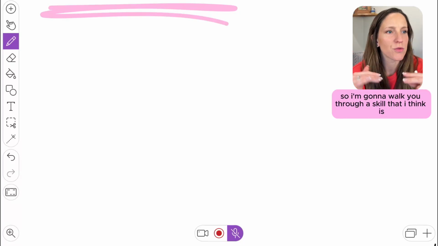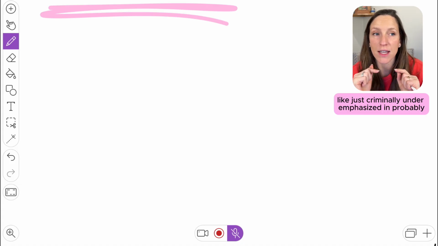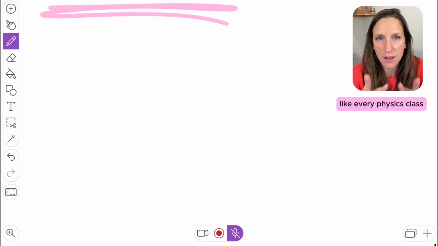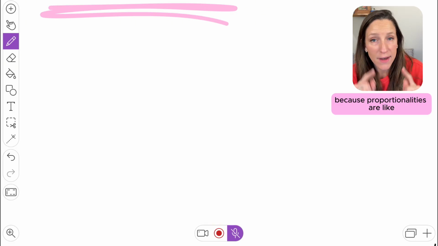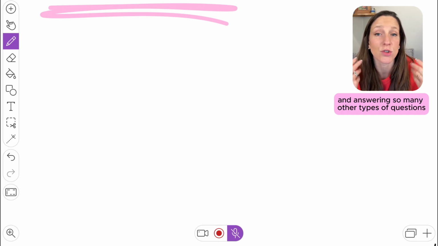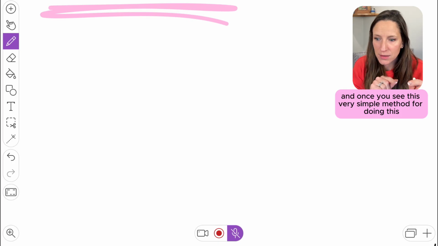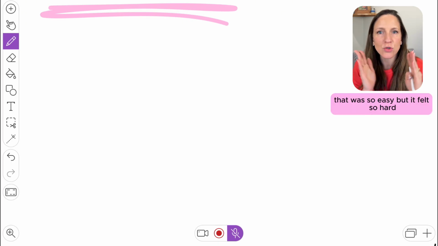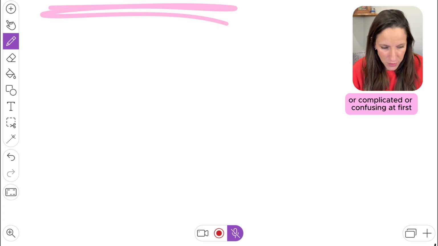All right, guys, so I'm going to walk you through a skill that I think is criminally underemphasized in probably every physics class, and that is how to turn equations into a proportionality. Because proportionalities are the foundation for doing so many other things and answering so many other types of questions correctly. And once you see this very simple method, you'll be like, oh, that was so easy, but it felt so hard or complicated or confusing at first.